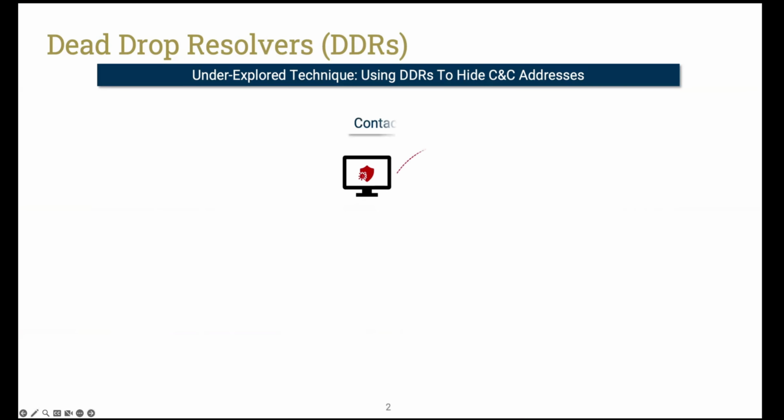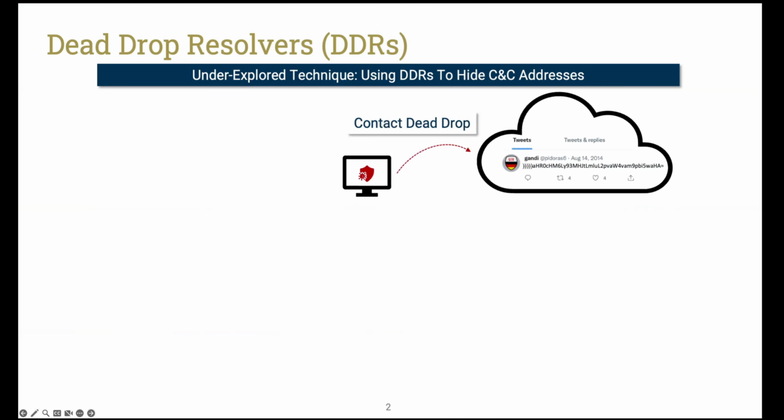Dead drop resolvers are public web applications used by command and control orchestrators to hide their command and control addresses in plain sight. Upon infection, the malware connects to the DDRs to retrieve the address. The malware then decodes the CNC address using one or more decoding schemes to reveal the CNC server domain or IP before using that to connect to the CNC server.